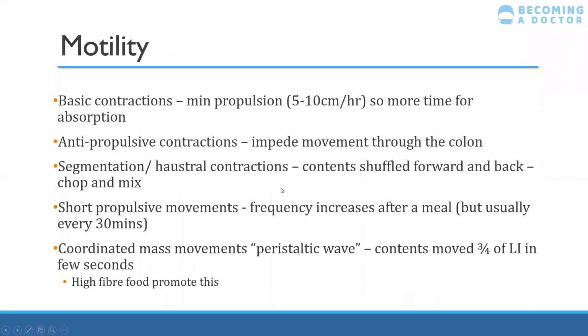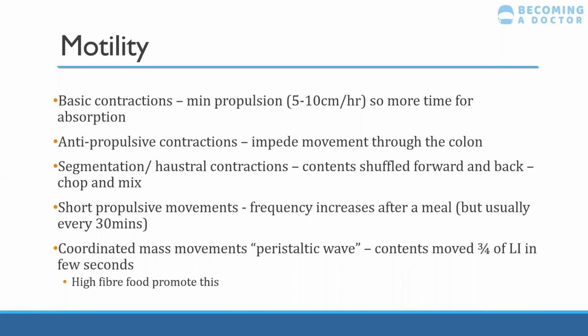So to start off with, the motility. There are loads of different contractions that can happen in the large bowel. You have your basic contractions, which move the chyme about 5 to 10 centimeters per hour, allowing more time for absorption. You have your antipropulsive contractions, which impede the movement through the colon. These are contractions that force it towards the ileum rather than towards the rectum.